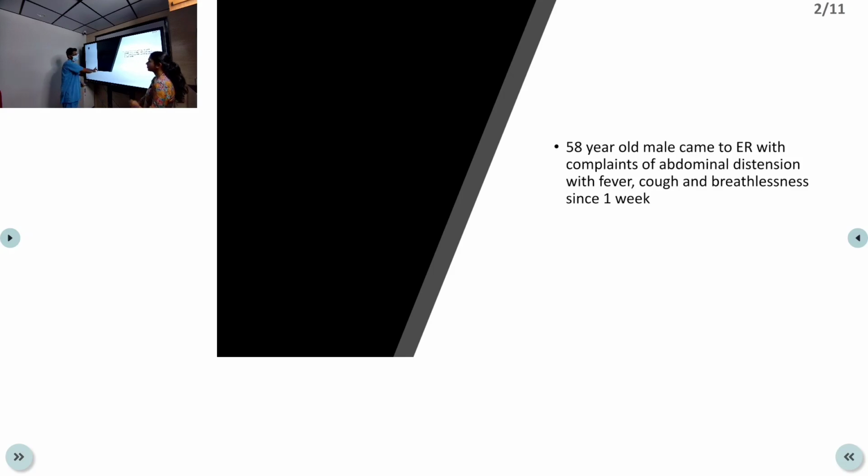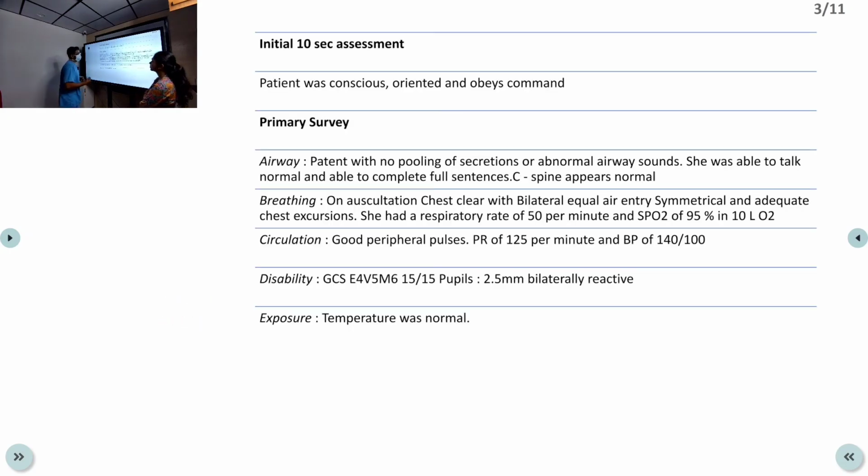So, the patient initially came with severe abdominal discomfort. What is the age of the patient? 58-year-old. Okay. So initially the patient was conscious, oriented and obeying commands. In the primary survey, the airway was patent and there was no pooling or secretion, and he was able to talk normally and complete one full sentence.